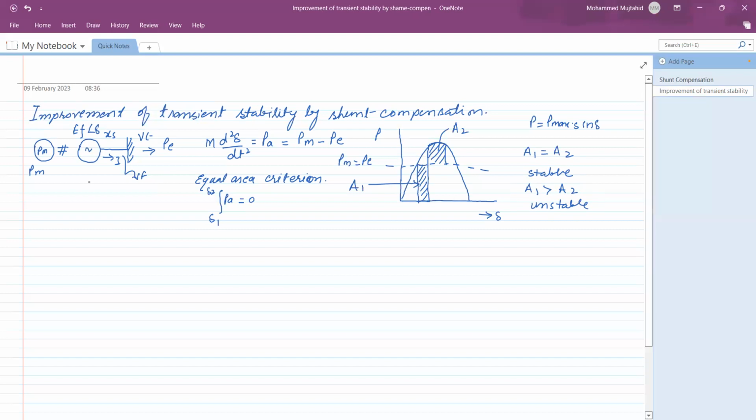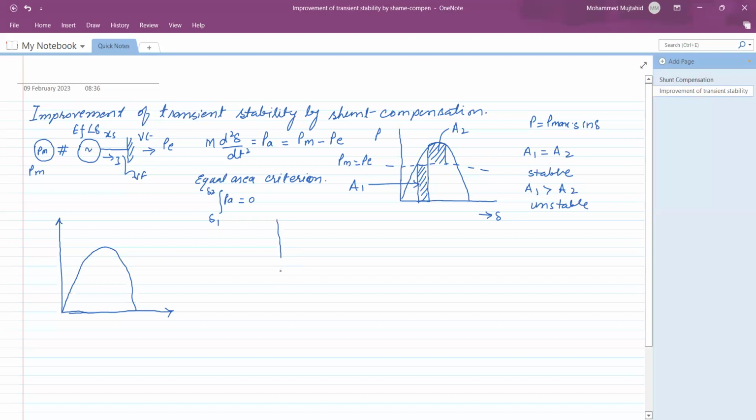Now our objective is to examine the transient stability improvement with the help of shunt compensation. So first we will see the transient stability improvement with the help of shunt compensation. How would it be? This is the uncompensated line. I'm not drawing the compensated and uncompensated line diagram. We'll just see the power angle curve for the earlier case.